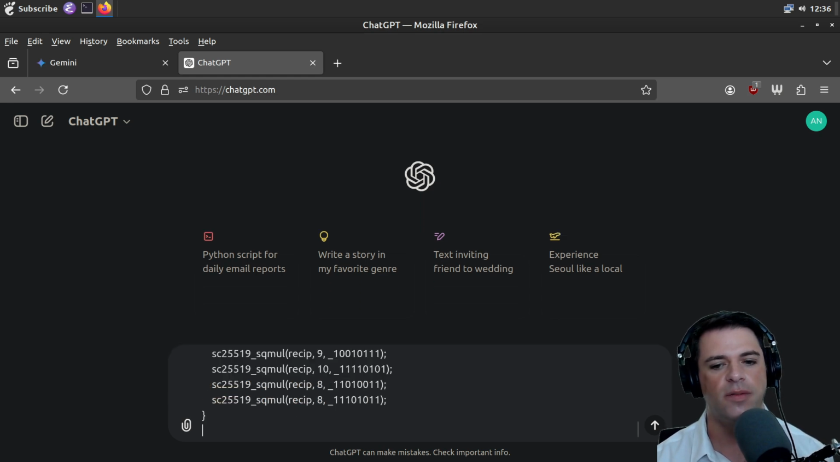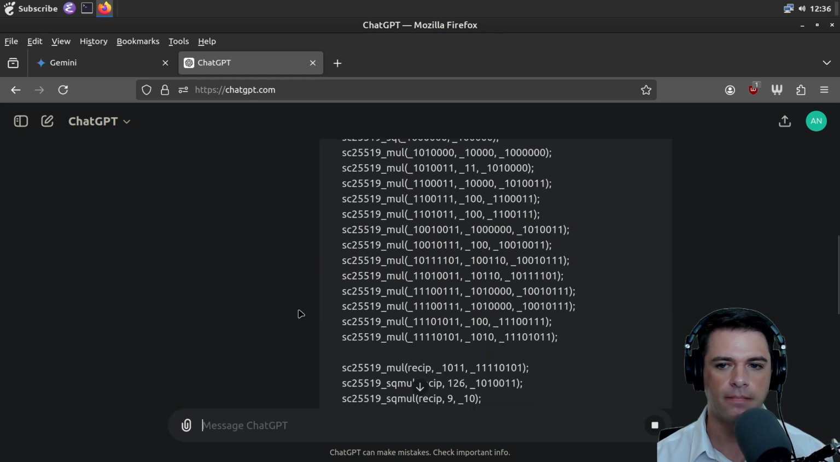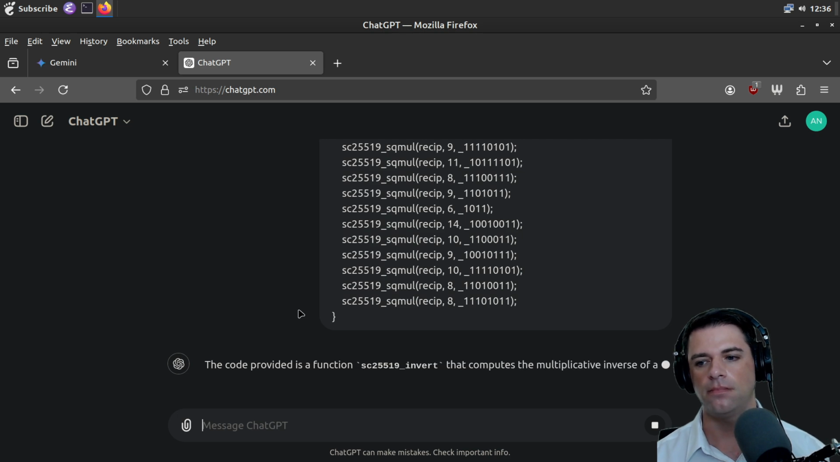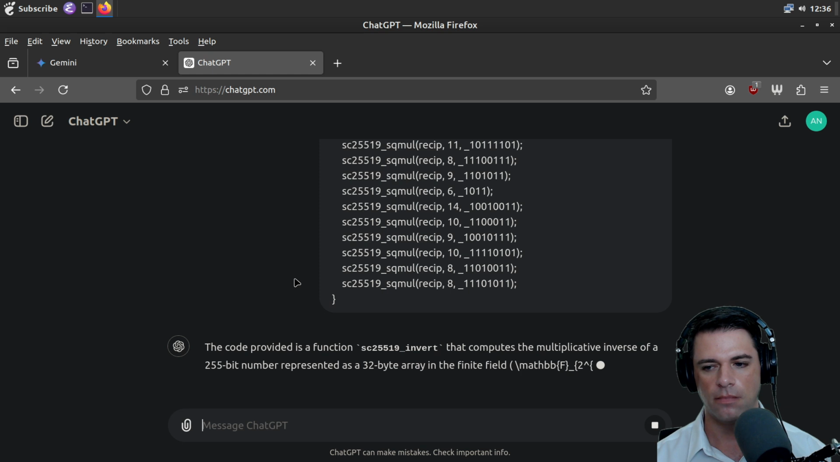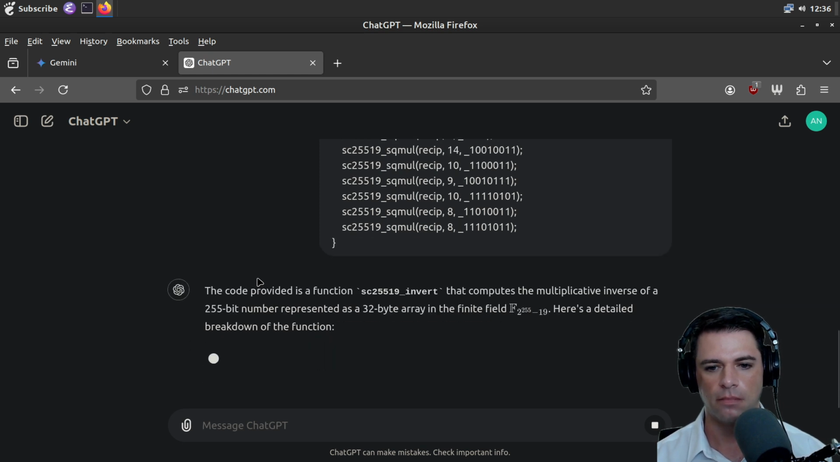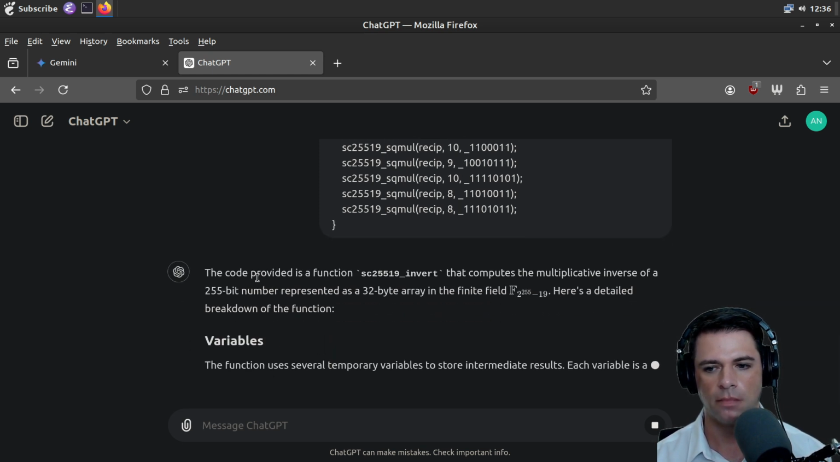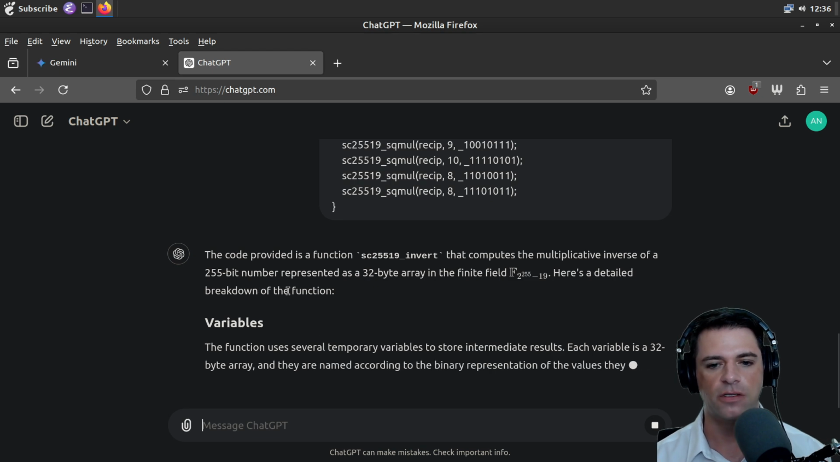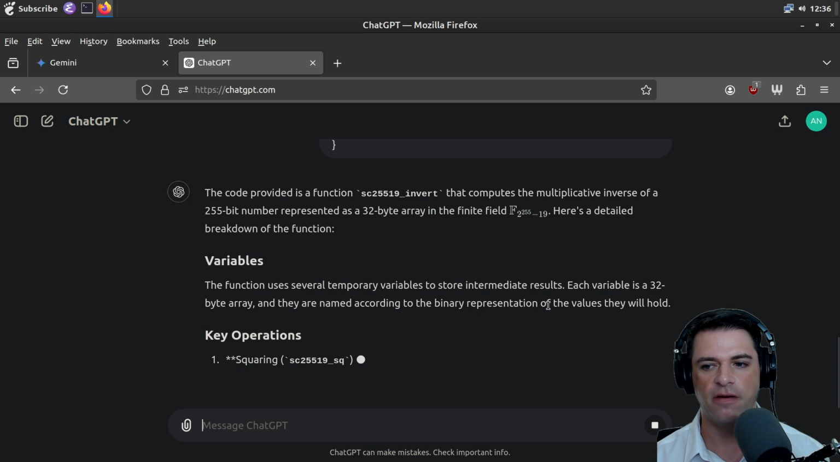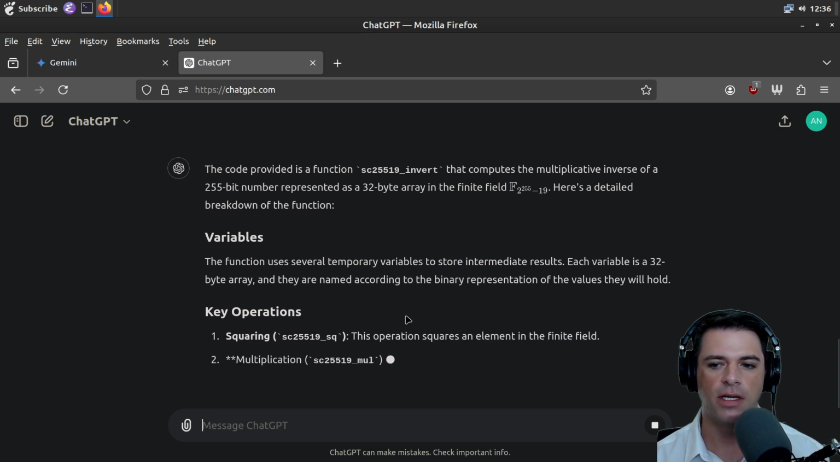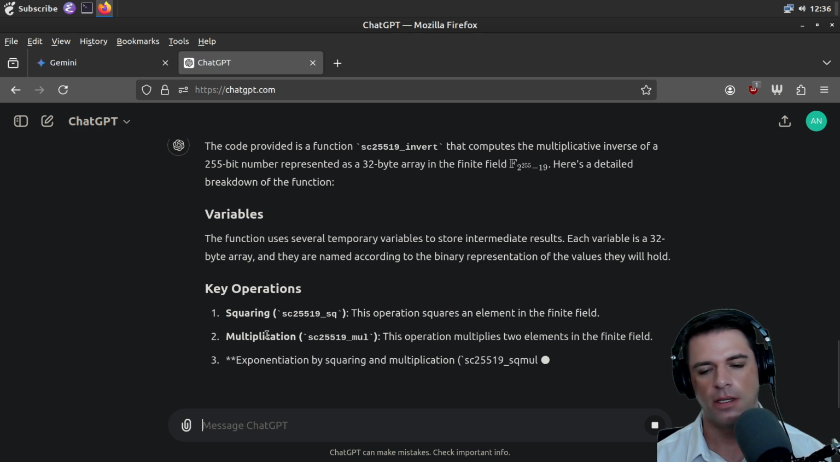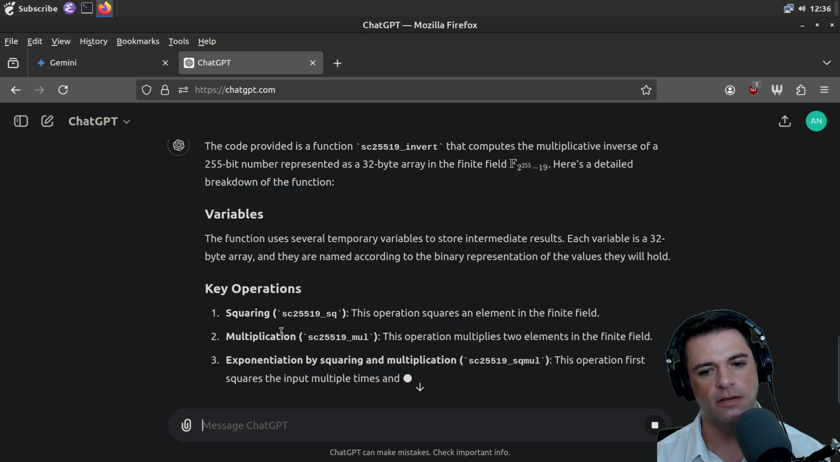And I'll ask ChatGPT. Same thing. Several temporary variables, 32-byte arrays, named according to the binary representation of the values they hold, with squaring, multiplication, exponentiation, et cetera.